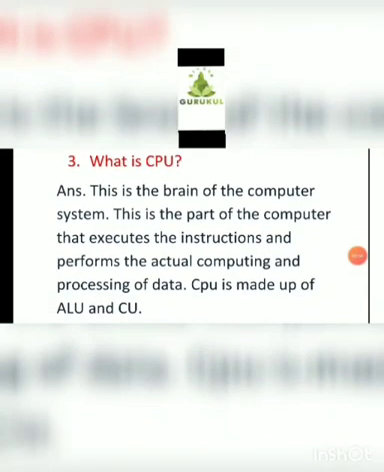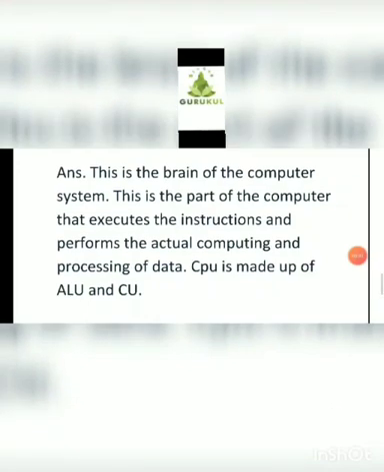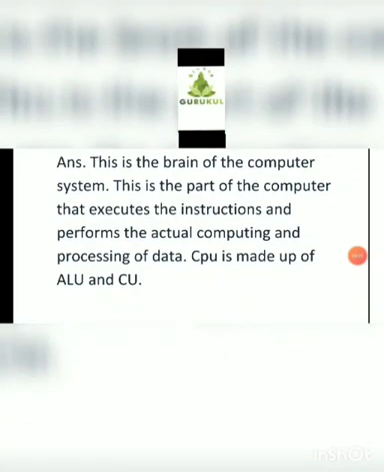So next it comes to what is CPU. This is the brain of a computer system. The CPU means Central Processing Unit. The full form of a CPU is Central Processing Unit. This is the brain of a computer system. This is the part of the computer that executes the instructions and performs the actual computing and processing of data. CPU is made up of ALU and CU. ALU means arithmetic and logic unit. CU means control unit. Done?